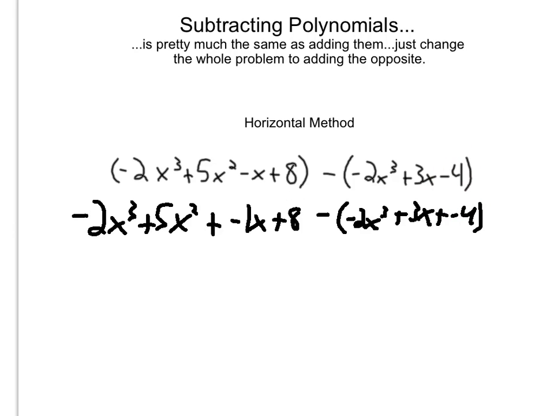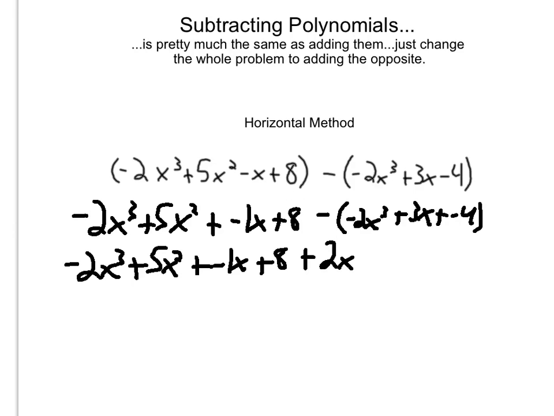Now remember, minus really means opposite, okay? So all we're going to do is change this to adding the opposite of everything in here. So it's negative 2x cubed plus 5x squared plus negative 1x plus 8 plus, and then we've got the opposite of negative 2x cubed, which is positive 2x cubed, plus the opposite of 3x, which is negative 3x, plus the opposite of negative 4, which is positive 4.